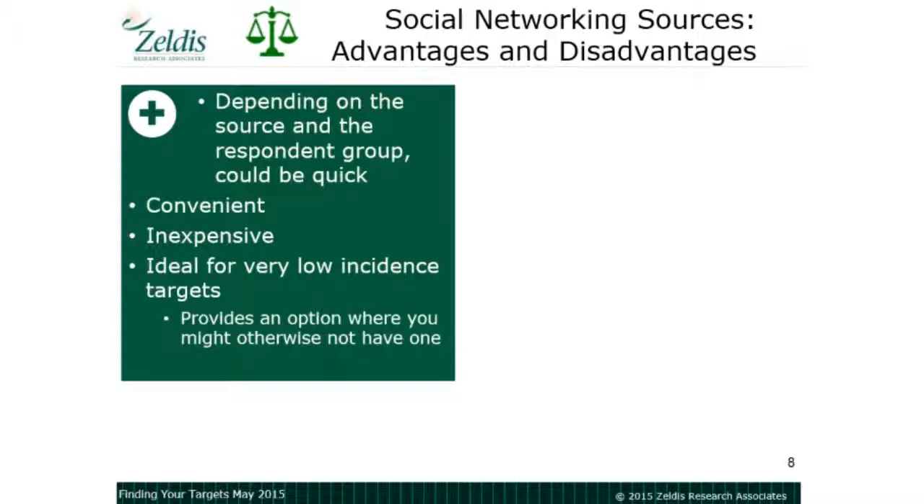So some of the advantages of using this are similar to what we talked about with the website searches. It gives you an option where you might not otherwise have one. All of the groups that we've used this for would have been very difficult or next to impossible to find, extremely expensive for the ones that we found, and you wouldn't really be getting large numbers anyway. It's convenient, it's inexpensive, obviously. Depending on who you're looking for and how you're trying to find them, you could get a quick response for them.